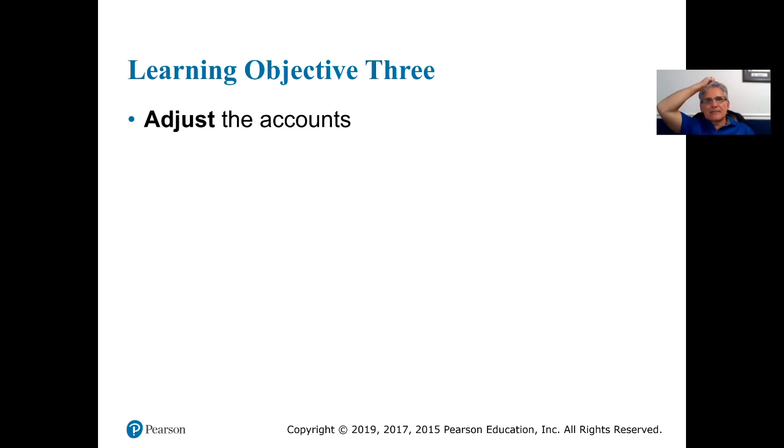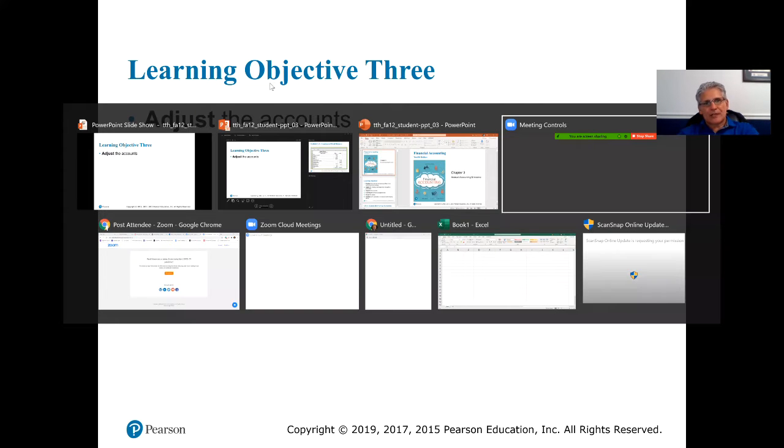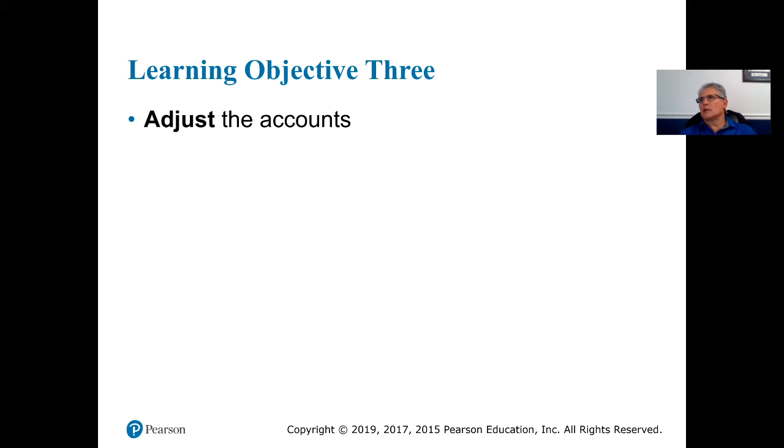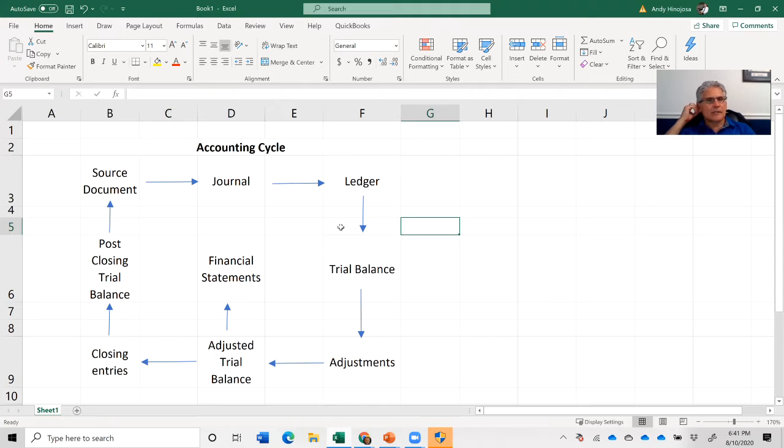Learning objective number 3, adjust the accounts. I'm going to go ahead and stop right here and actually show you. Okay, so let's take a look at what we can refer to as the accounting cycle. The accounting cycle, this is from the beginning to the end, and this is what we're really going to be focusing on over the next two weeks or so, 2 to 3 weeks.